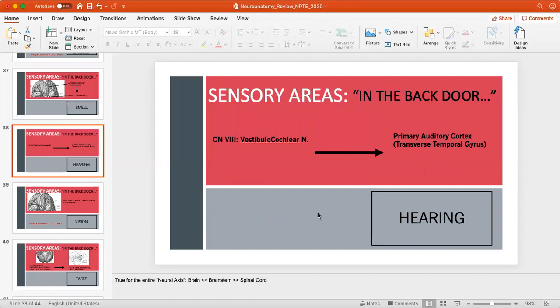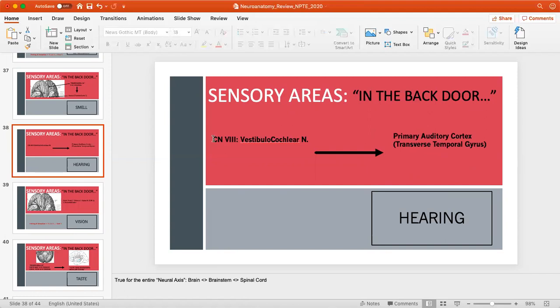For hearing or for auditory information, first is going to travel in on that cranial nerve 8, so vestibulocochlear nerve, or the cochlear component. The vestibular component is going to be more vestibular or balance functions. It's going to travel into the primary auditory cortex or the transverse temporal gyrus before being integrated or before going to a secondary association area. So that's kind of where that information is going to enter.